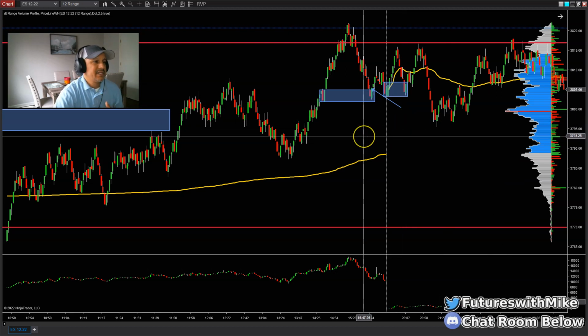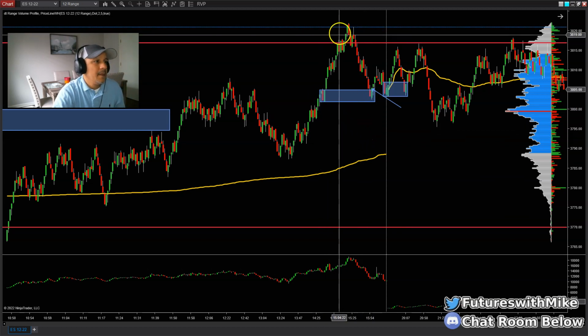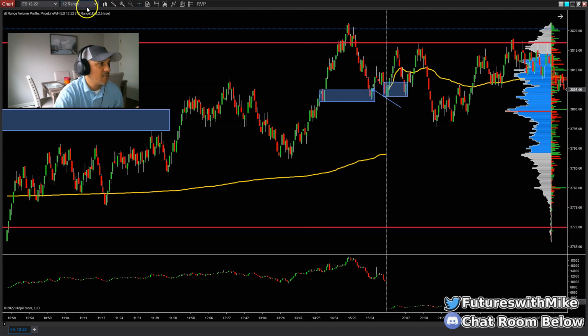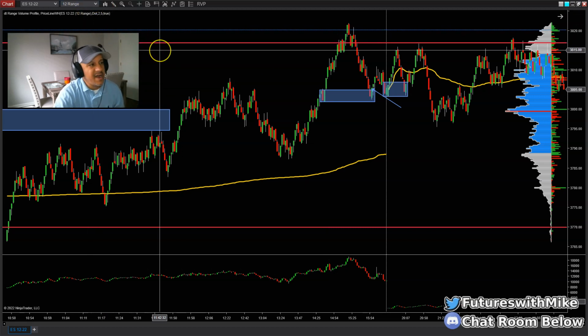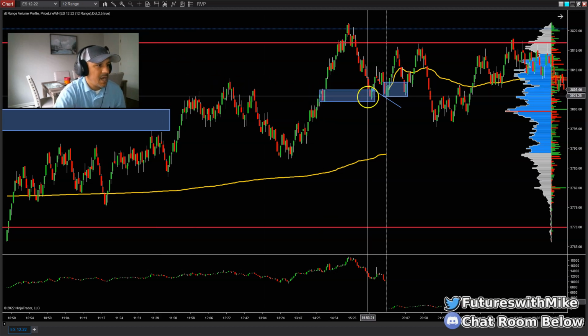Okay, so we'll look at this example here real quick, and you'll notice price corrects to this area of demand sitting right here. I went ahead and drew it already. This is off a 12 range chart. You can mark it up off a 5-minute chart or whatever your lower time frame entry chart may be. So I drew this box out here. Price comes back to the area right here.